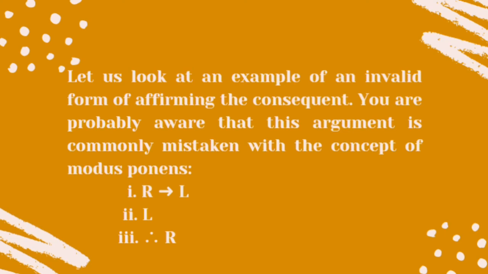Let us look at an example of an invalid form, affirming the consequent. You are probably aware that this argument is commonly mistaken with the concept of modus ponens. Premise 1. If R, then L. Premise 2. L. Conclusion. Therefore, R.